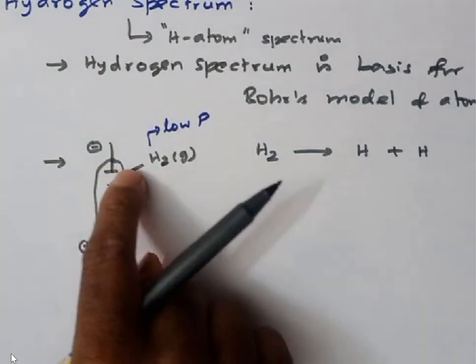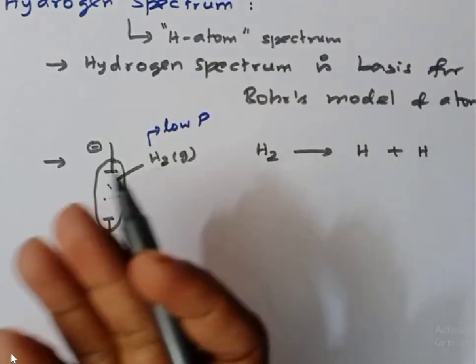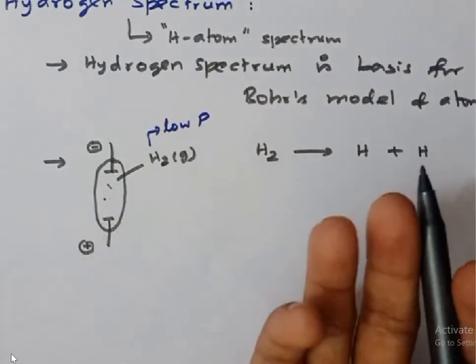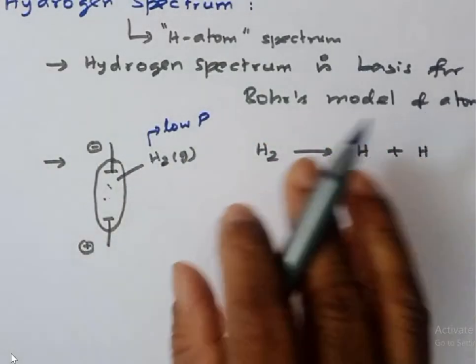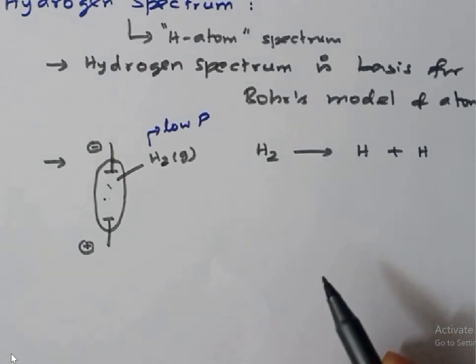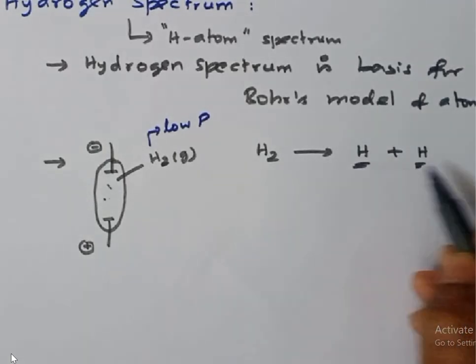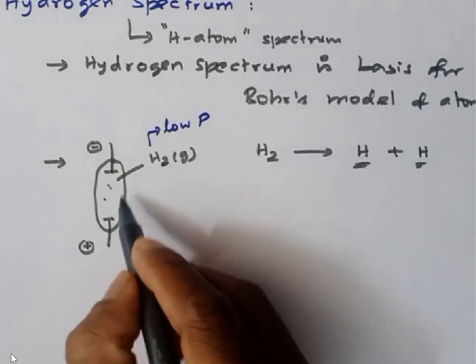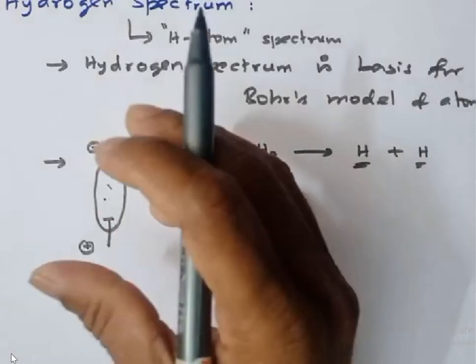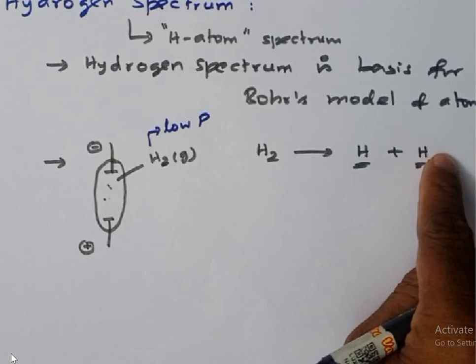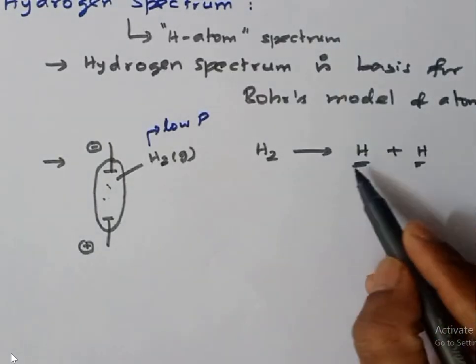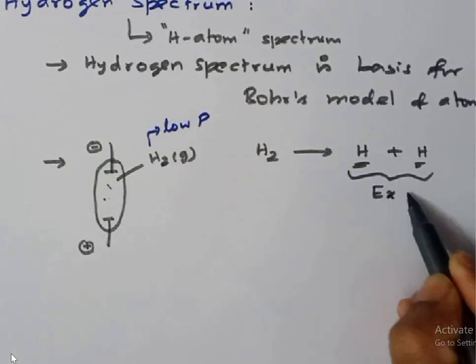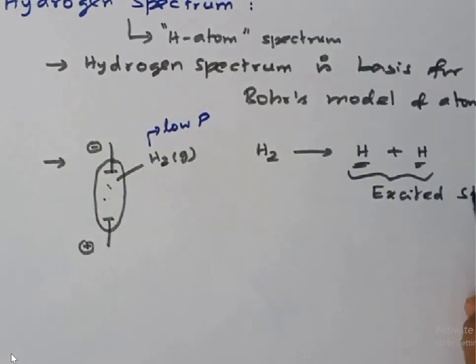So in this discharge tube, you may have thousands or tens of thousands or lakhs of molecules. Just assume all molecules undergo dissociation and produce hydrogen atoms. But these atoms, since they are produced due to the high electric field or high voltage, usually do not exist in the ground state. These hydrogen atoms exist in the excited states.